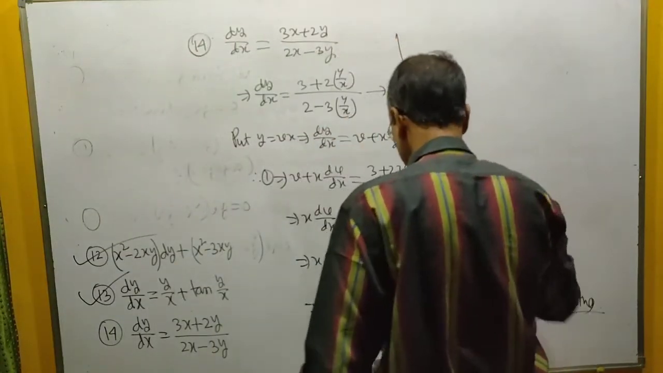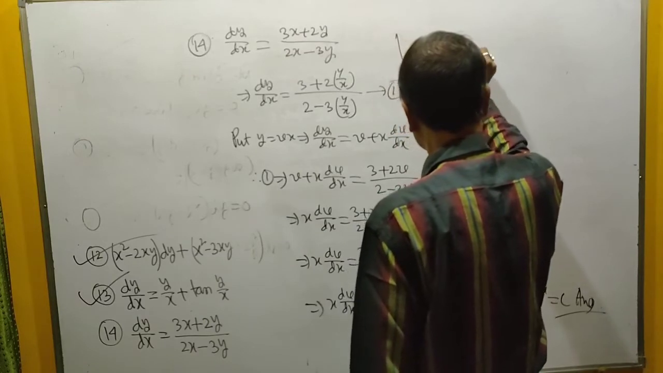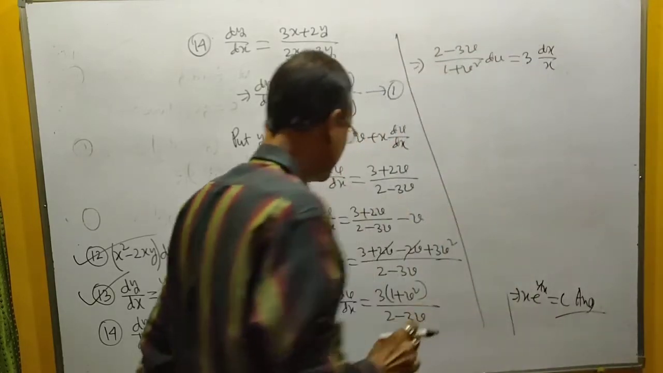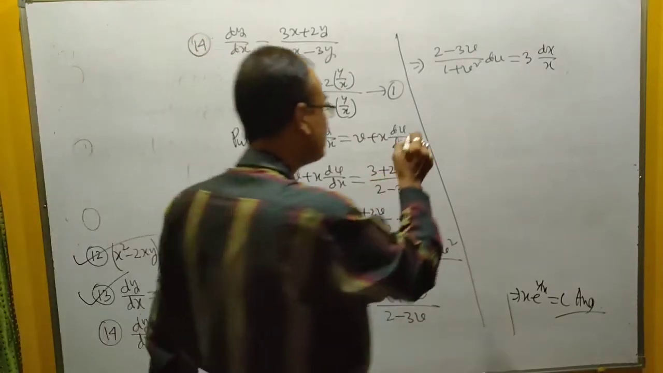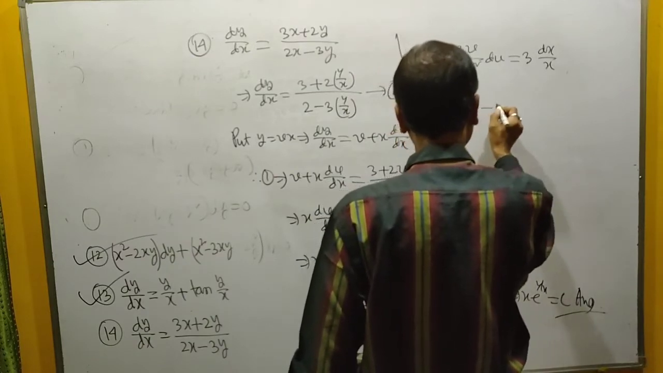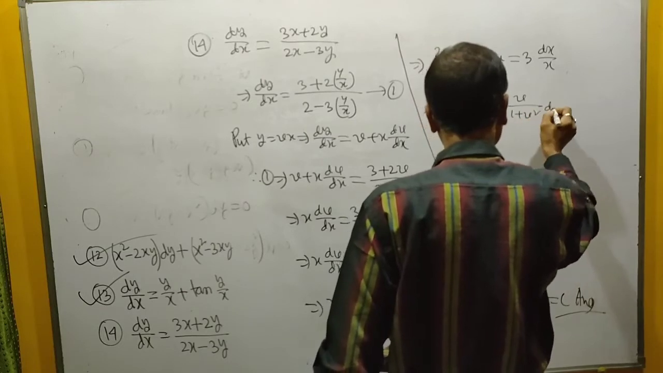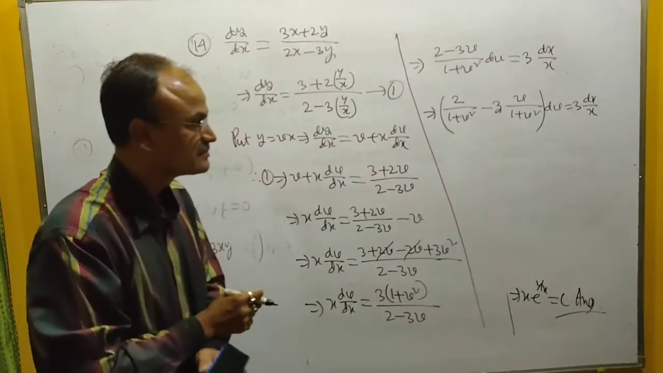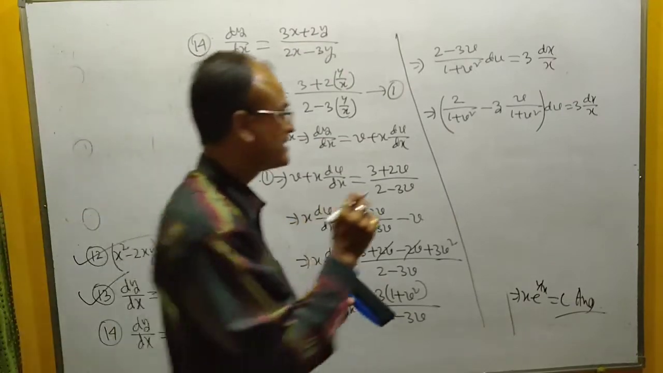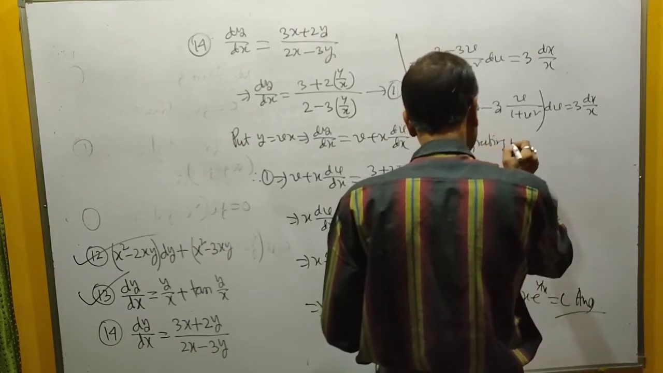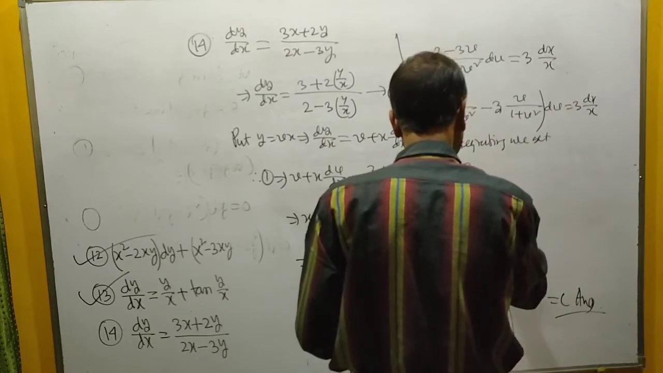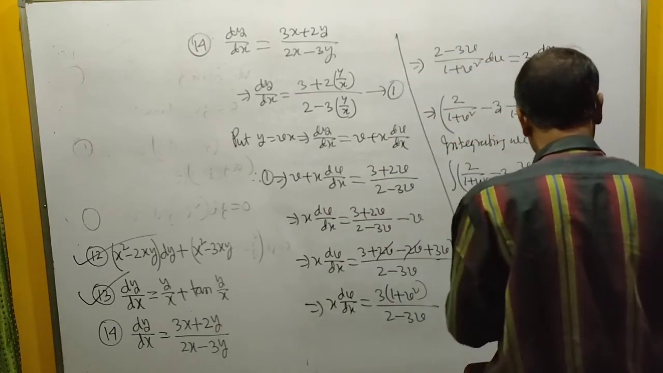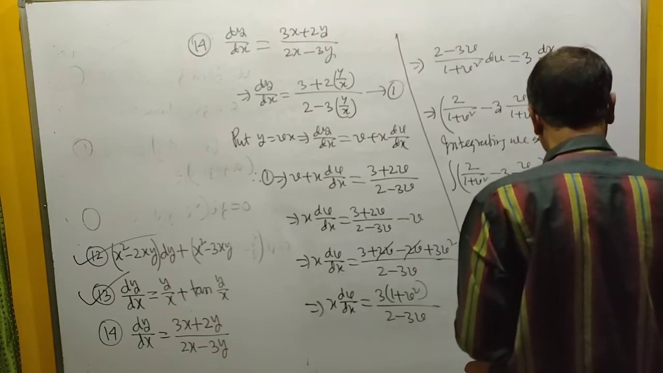Or (2 minus 3v) divided by (1 plus v square) dv equals 3 times dx by x. Or (2 by 1 plus v square minus 3 times v by 1 plus v square) dv equals 3 times dx by x. Variables have been separated. Integrating, we get the integral of (2 by 1 plus v square minus 3v by 1 plus v square) dv equals 3 times the integral of dx by x plus c.